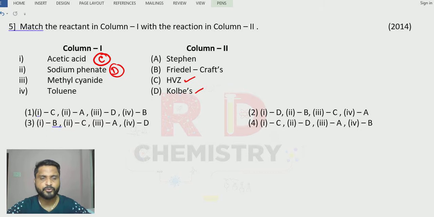Methyl cyanide: using cyanides we can prepare the aldehydes, that is the Stephen reduction. So for that it is A. And toluene can be subjected to Friedel-Crafts alkylation or acylation, so B is matching. So the answer is CDAB. So the answer is option number 4. Okay.